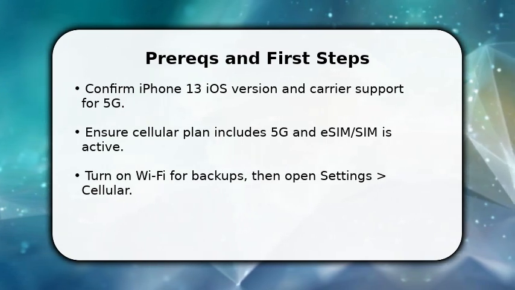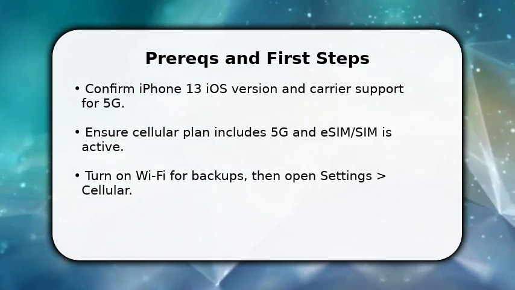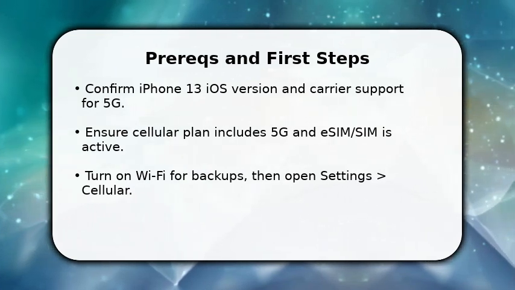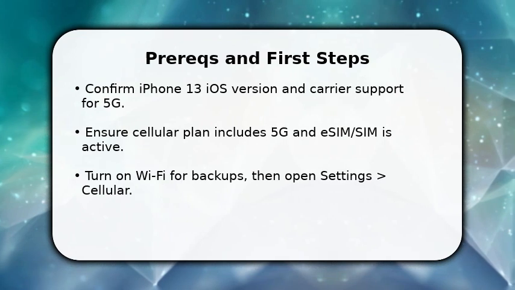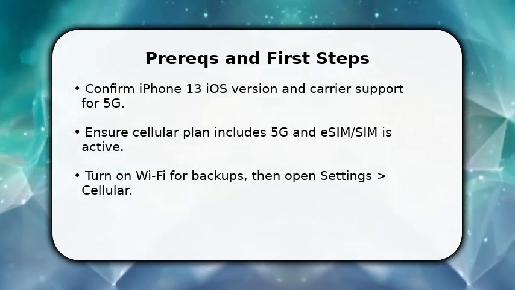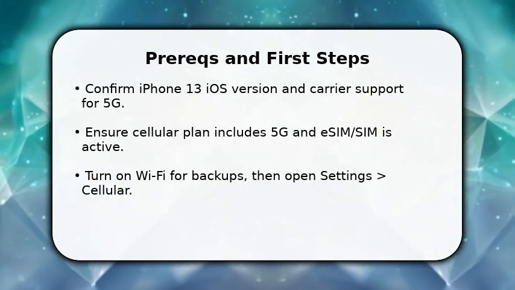Now go to Settings, tap Cellular, then Cellular Data Options. You do this because the 5G controls live inside those menus. Make sure airplane mode is off and signal bars appear. This confirms the phone can switch network modes when we change the 5G settings.